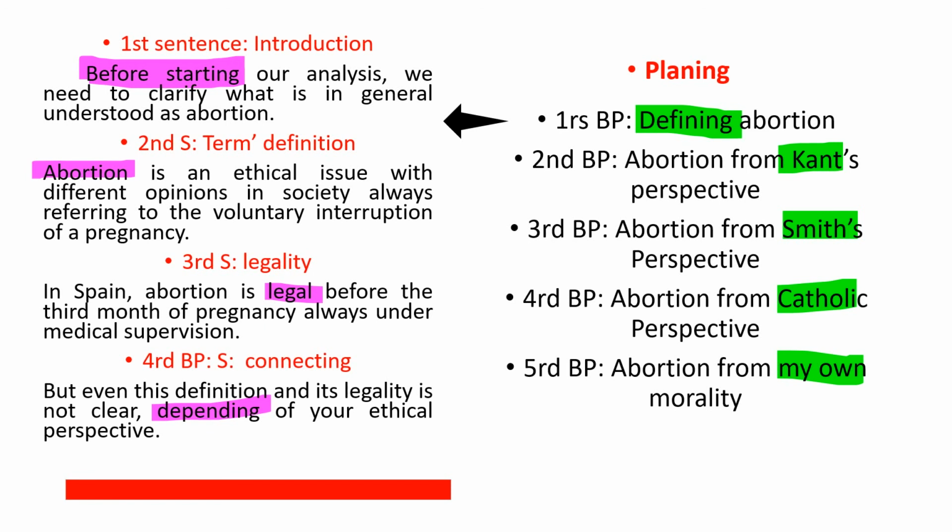If we take the first paragraph, defining abortion, the first sentence is somehow an introduction. The second one defines exactly what we are going to understand as abortion, and it's important to use synonyms here, like voluntary interruption of pregnancy. The third sentence speaks about the legality, the status of abortion in Spain. And the last one of this paragraph connects with Kant's theory, which we are going to clarify in the next one. So the main idea is that there is always a line, a plan that you are following, and in that plan it's really clear that you are defining and explaining your thesis statement that was presented in the first paragraph of your essay.